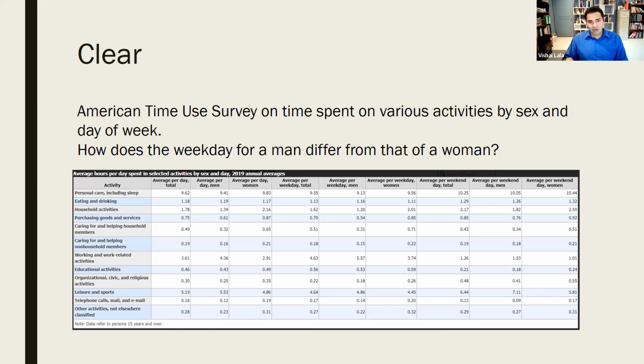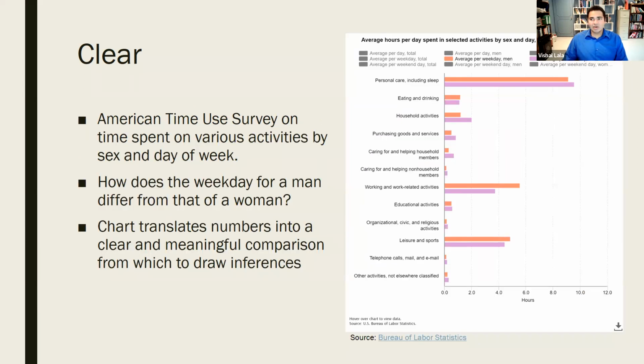The answer to that question, however, may have been more easily answered with this. Here's the same information expressed visually or graphically. Here we have the average hour spent in each activity, broken down and categorized, identified here for men and women.